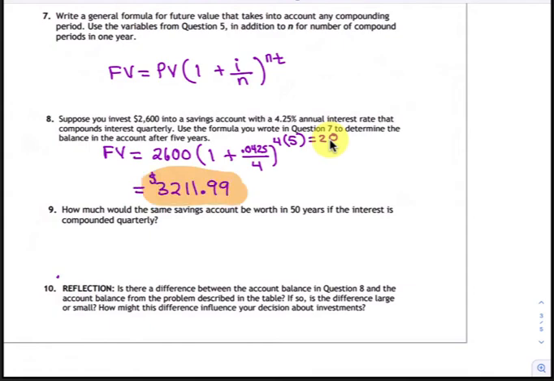When you put this in the calculator, that's the 2,600 times 1 plus this fraction, all raised to the power of 20. You're going to get this answer here, 3211.99.